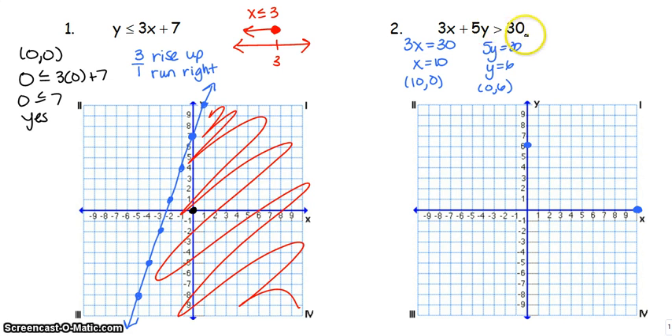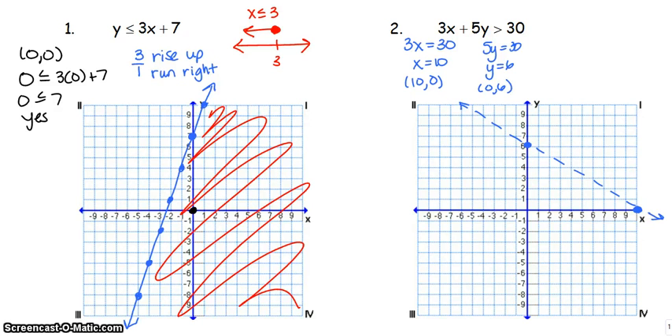Now it has to be greater than 30. It doesn't say that it has to be equal to. So it's not going to be equal to our line. To indicate that our line is not included, we use a dashed line. Before, when we talked about inequalities, we used a closed circle if it was included and an open circle if it wasn't included. For graphing our lines, it's a solid line if it's included, and it's a dashed line if it's not included.